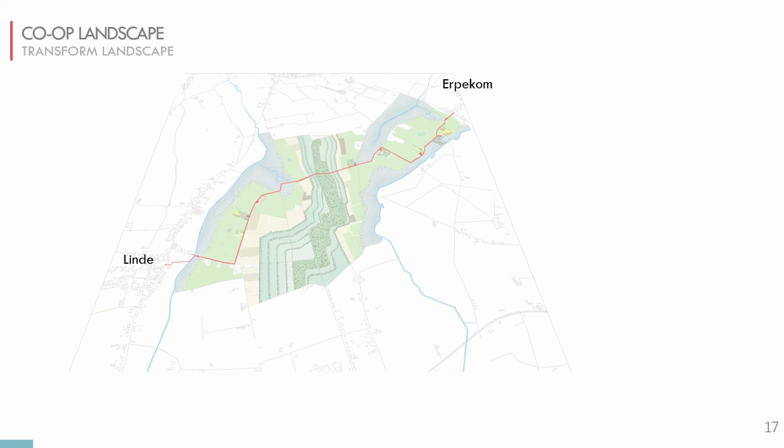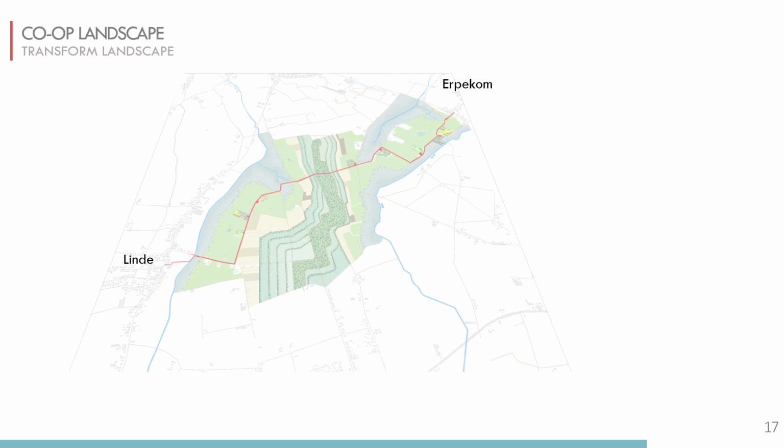To be able to implement this new form, the agricultural companies will have to start up a new economic model. To do this, we are creating an agriculture cooperative. Various companies will work together and transform the landscape.